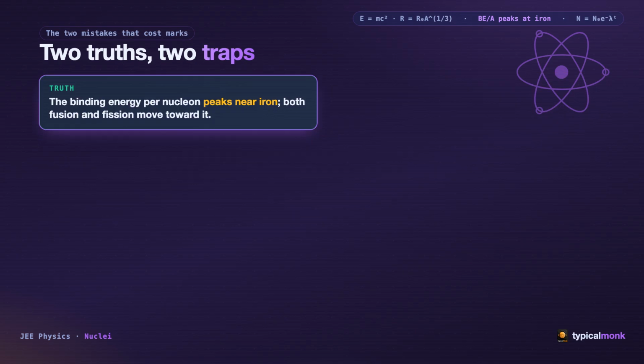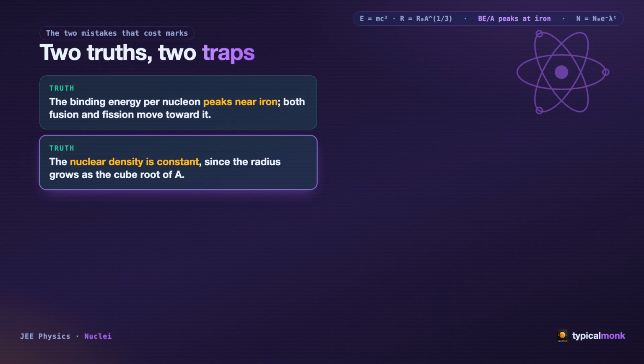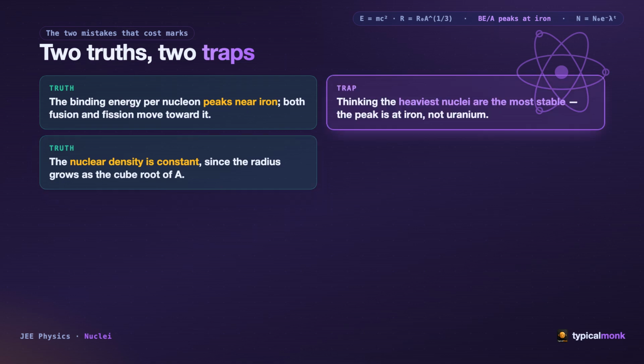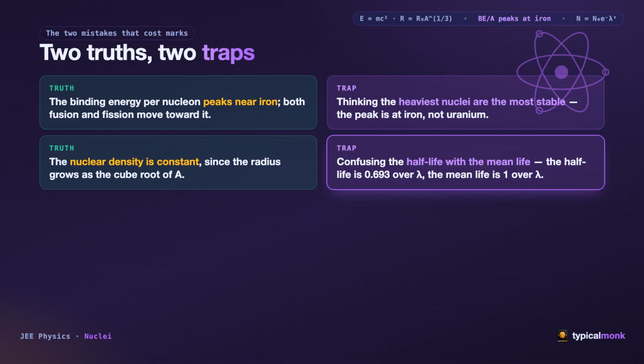Now the two mistakes that quietly cost marks. The truth: the binding energy per nucleon peaks near iron, and both fusion and fission move toward it. The trap: thinking the heaviest nuclei are the most stable. The peak is at iron, not uranium. The second truth: the nuclear density is constant since the radius grows as the cube root of the mass number. The second trap: confusing the half-life with the mean life. The half-life is 0.693 over lambda, while the mean life is 1 over lambda.